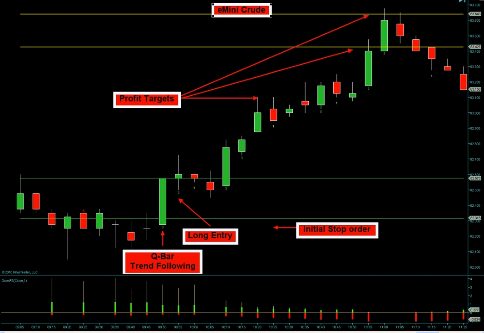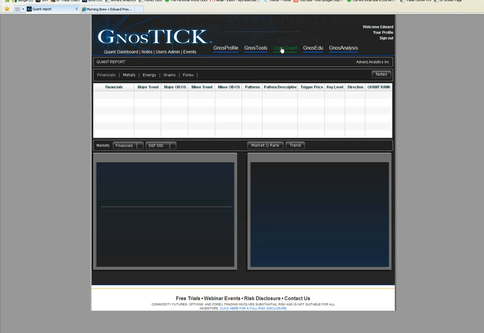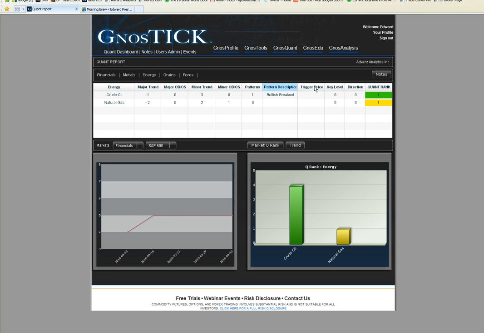Take a look. According to our quant report, we're going to go into Gnostic.com, that's G-N-O-S-T-I-C-K, and go over to the Gnos Quant tab. And from there we're going to cruise over to the Energy tab. And look what we have there, a 4, a green 4 at that. What does that mean? Well, the fact it's green means as a trend follower, we're looking to buy the market. And with a 4, that's some significant strength.